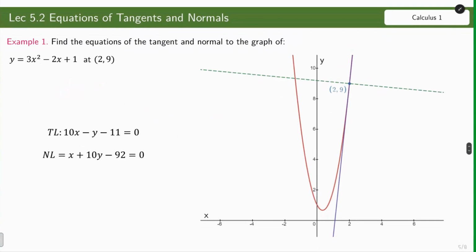Here is the graph of the parabola as well as the tangent line and the normal line. This is the normal line, and then this one, the purple, is the tangent line.